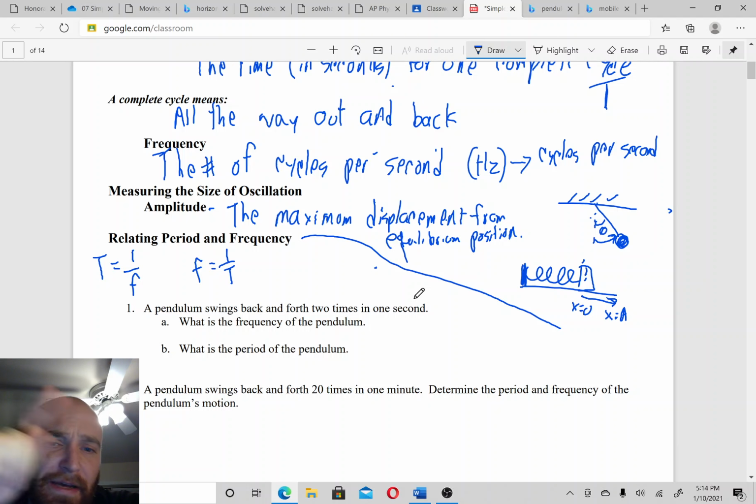A pendulum swings back and forth 2 times in 1 second. What is the frequency? What is the period? So 2 times in 1 second. It happens twice per second.